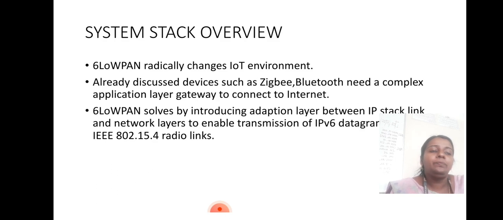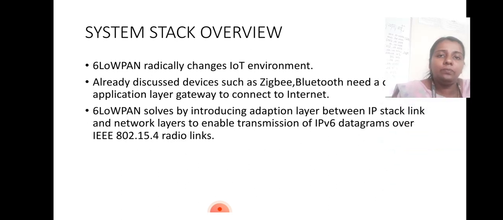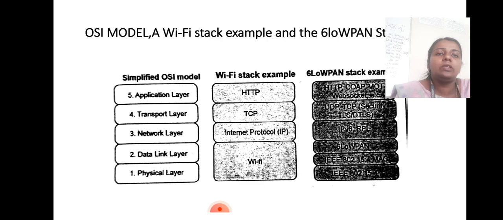Next is the stack system overview of 6LoWPAN. 6LoWPAN radically changes the IoT environment. Devices such as Zigbee and Bluetooth all need a complex application layer to connect to the internet. This can be solved by using 6LoWPAN, which introduces an adaptation layer between the IP stack's link layer and network layer, and it enables the transmission of IP datagrams over IEEE 802.15.4 radio links. This shows an OSI model, a Wi-Fi stack example, and a 6LoWPAN stack.